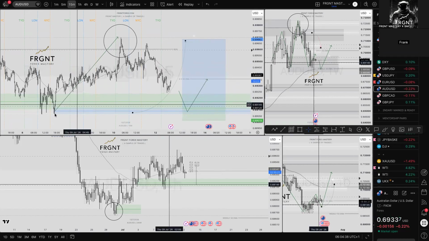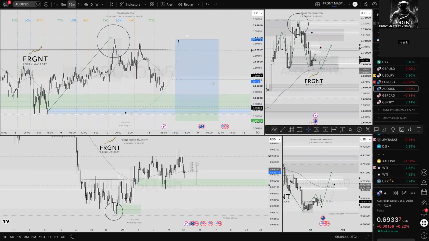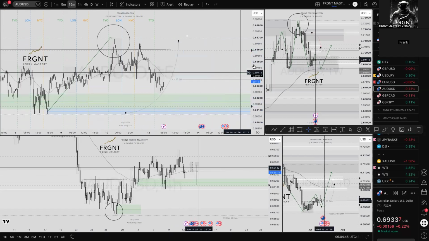So that's a 15-minute order block down at those lows. Again, I'll quickly go over how I'd be looking to take that. So first and foremost, you could take it as a limit order if you so please.